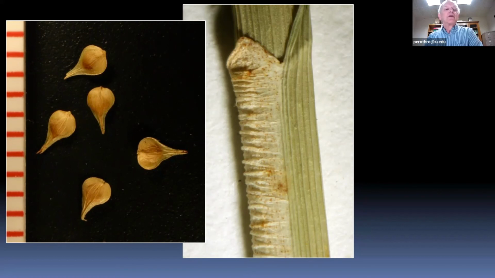Once again, notice the sheath traits. It obviously has this translucent band, but in this case, the cross-wrinkling is quite coarse, and it's accompanied by these faint reddish dots.